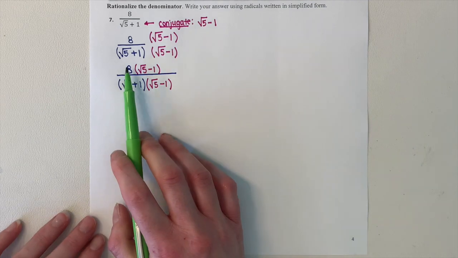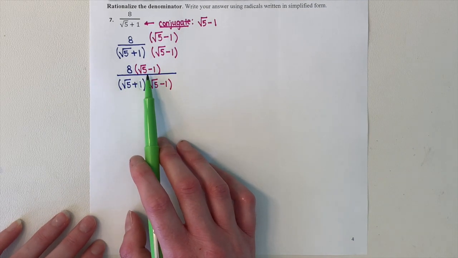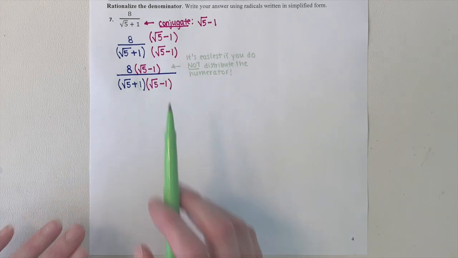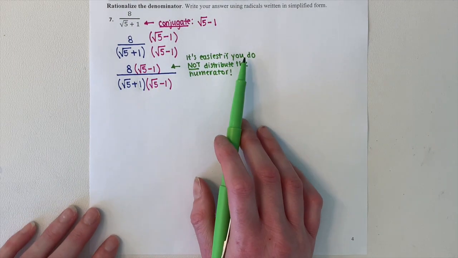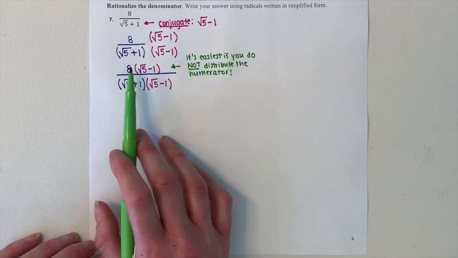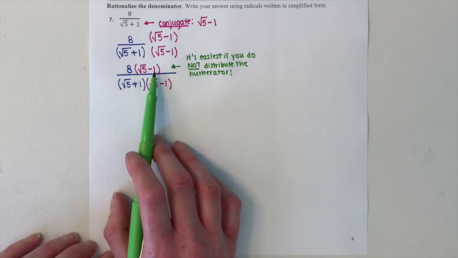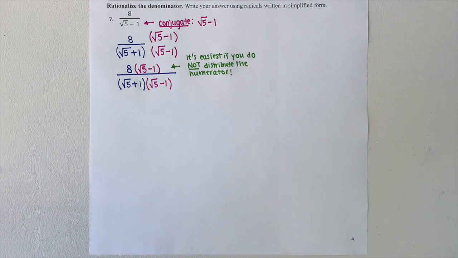You might be tempted to distribute the 8 in the numerator, and you can do that and you'll get the correct answer in the end. But it's easiest if you do not distribute the numerator. I'm going to recommend you leave the numerator exactly as is. Don't bother distributing because it's going to be easier to simplify in the end if you do not distribute.